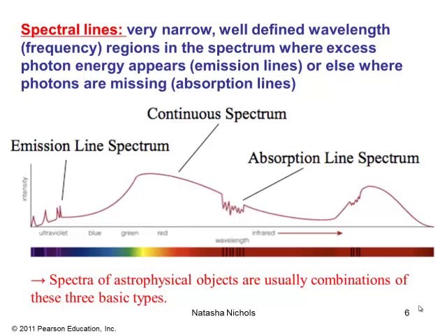Now, spectra of astrophysical objects are usually a combination of these three basic types: a continuous spectrum on a part of the spectrum, absorption lines on different parts, and emission lines on yet other parts. So it is a combination.